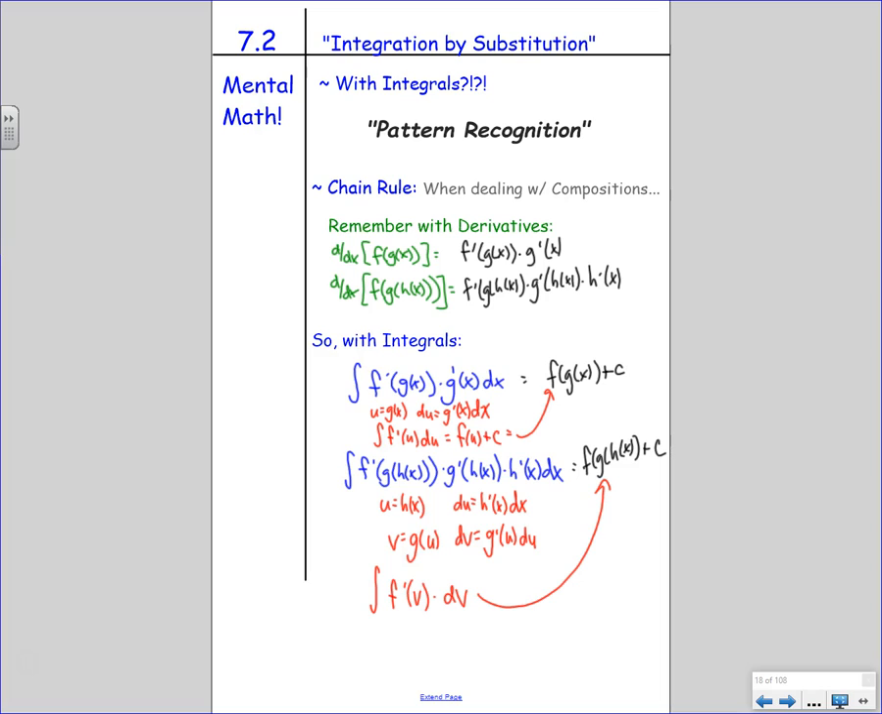The integral of f prime of v would be f of v, and f of v would be f of g of u, and f of g of u would be f of g of h. So, u is always the innermost, right? So I chose u to be h. And then when you find du, you use h prime dx. So that does du, but then I have g prime of u du, and now I need to make that into my v, in order to keep on going.